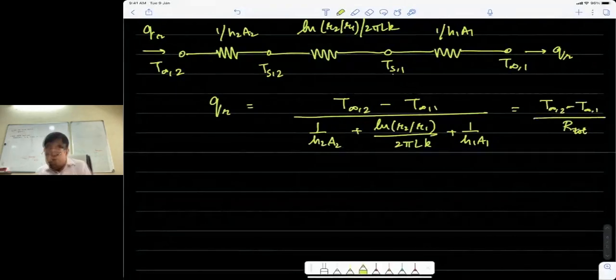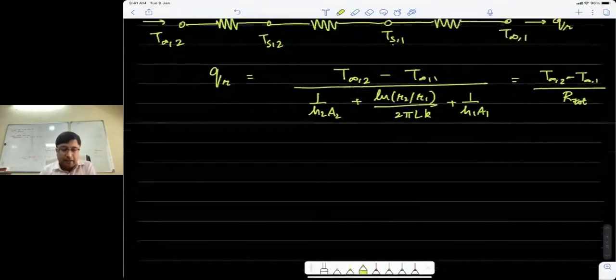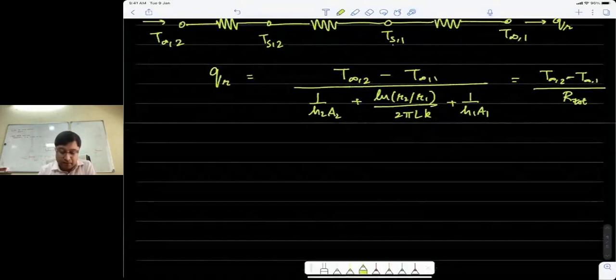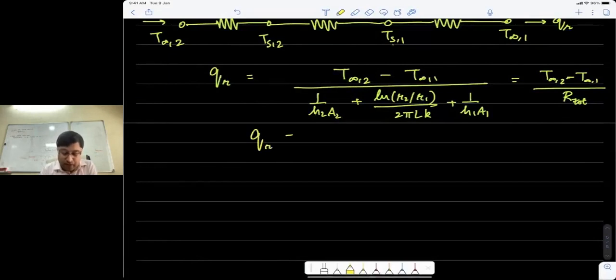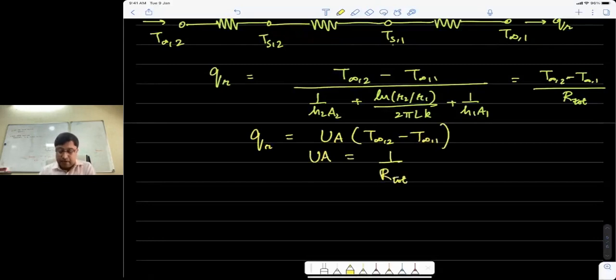Now, when we are dealing with a plain wall or a plain slab, we also looked at this. We defined something called an overall heat transfer coefficient. So we wrote that QR, or whatever Q, is some UA times the overall temperature difference. In this case, it is T infinity 2 minus T infinity 1. That is the overall temperature difference. So I can now say that U into A should be 1 by R total in this case. And so the overall heat transfer coefficient U can be calculated from the resistance.